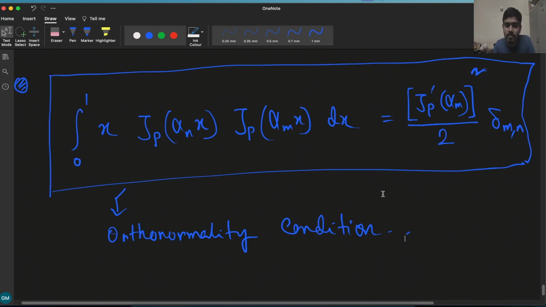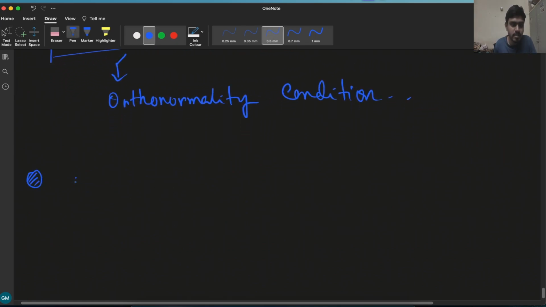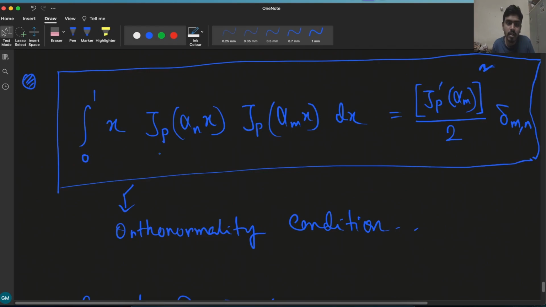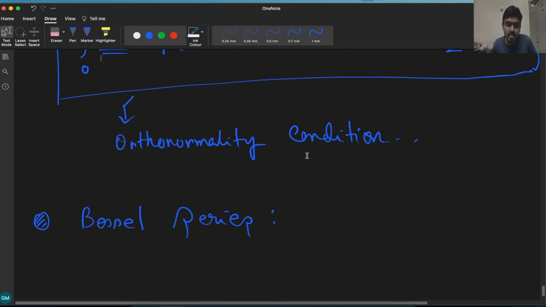So it is not like the Legendre polynomials. Now the thing that is left is basically the Bessel series. Because we just proved that these Jp(alpha n x) are orthogonal with respect to this weight function x, if we take any function between 0 and 1 or any range, I can write it in terms of these Bessel functions, as a linear combination of these Bessel functions. So those we will be calling the Bessel series.